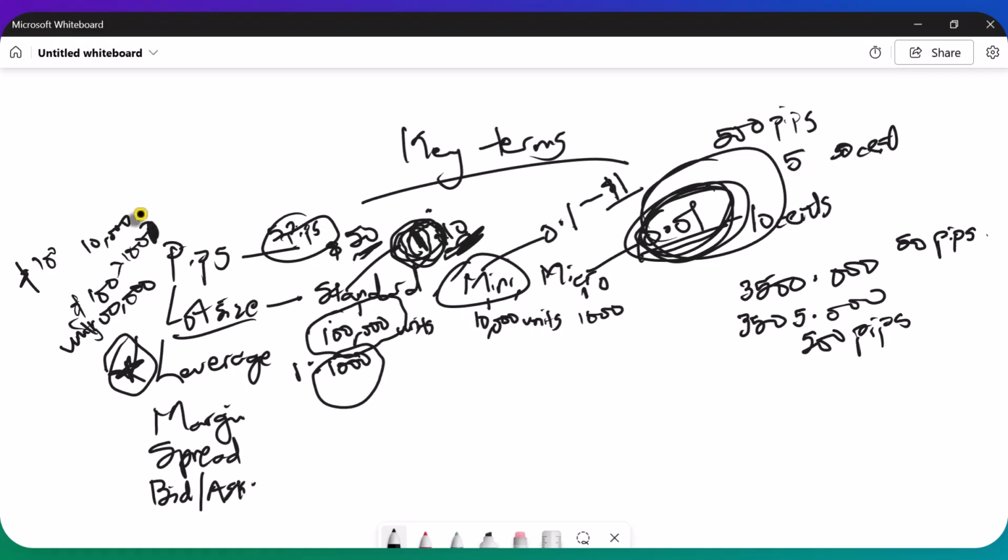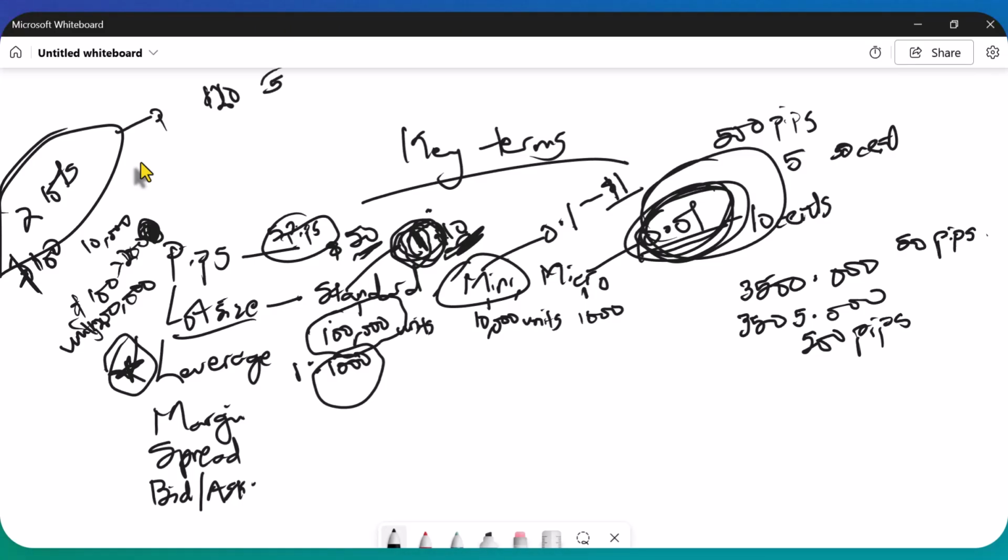And let's assume you have a 1 is to 2,000 leverage, then you can control 200,000 units. So on a $100 account, you can open two whole lots, and for every pip movement, you make $20. And if price should move against you, it's $20 per pip, since it's two lots. If price should move against you by 5 pips, you are done. You are done on that account.